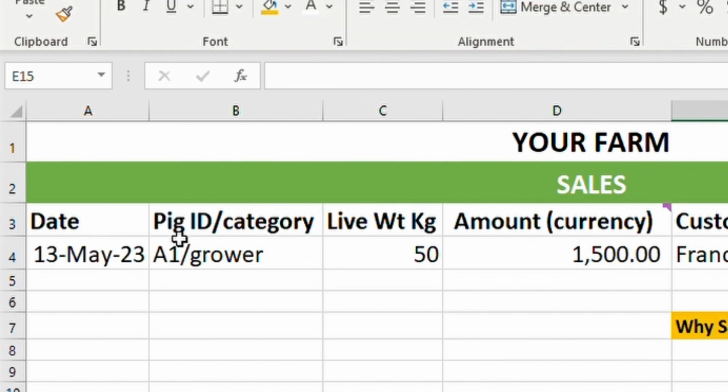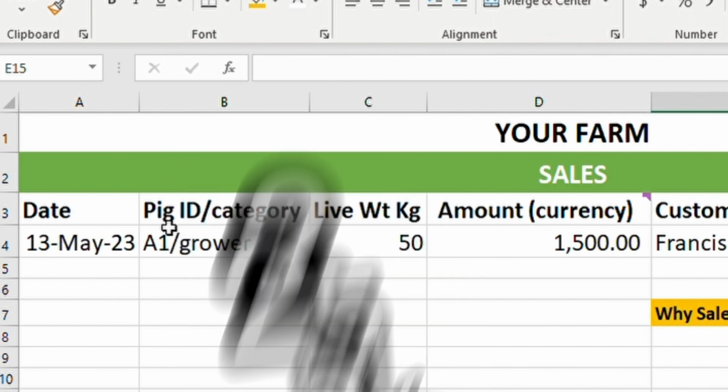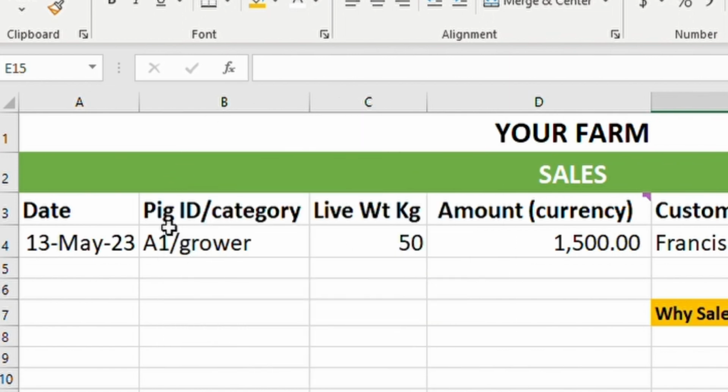And then the live weight. Let's say yours weighs 50, and where you are, you price your animals based on live weight or kilos. So let's say 1 kilo costs 25 cedis. In that case, your pig is weighing 50. So 25 by 50, you get to know the exact amount you get for your farm.